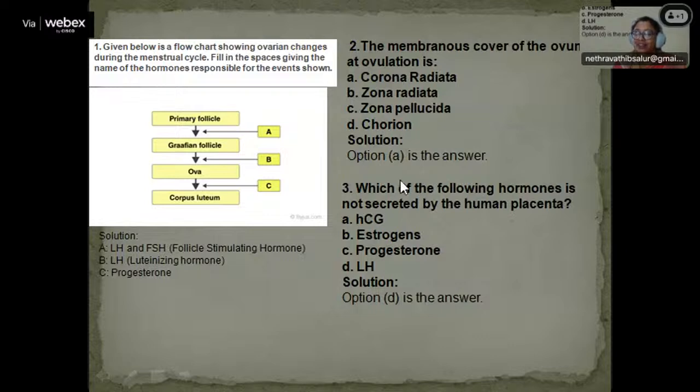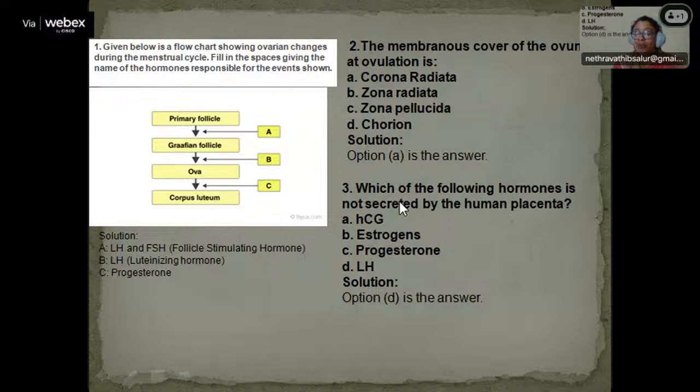As I said, the placenta will produce those 4 hormones. Let's see what is the answer. You have HCG, human chorionic gonadotrophin. You have estrogens. You have progesterone, and you have LH. Now let us remove the wrong ones. HCG is produced by the placenta, so it is not related to this question. So it is wrong. Estrogens are also produced. Progesterone, that is also produced by the placenta.